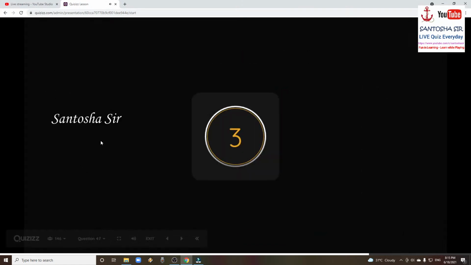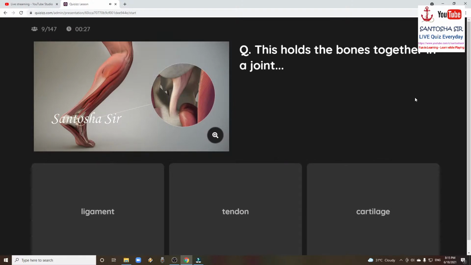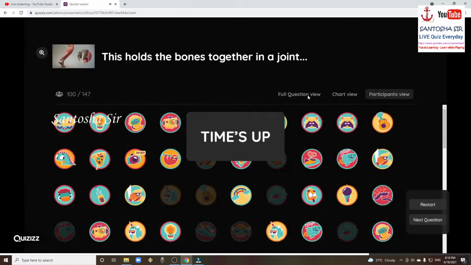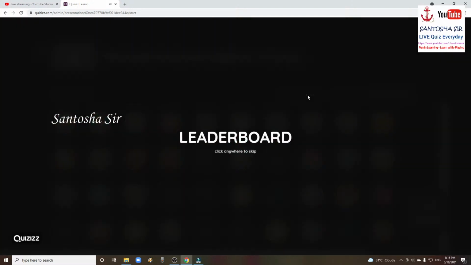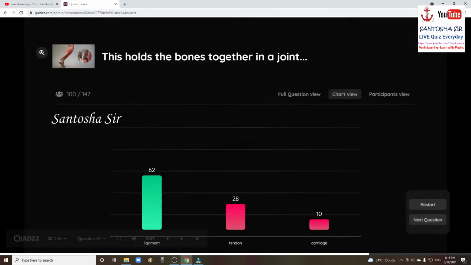Let's move on to the next one. Question number 47 on your screens now. This holds the bones together in a joint. What is it? Is it a ligament, tendon, or cartilage? There ends the time, and 100 members answered it out of 147 participants. Fourth position replaced. 62 members answered it correctly.